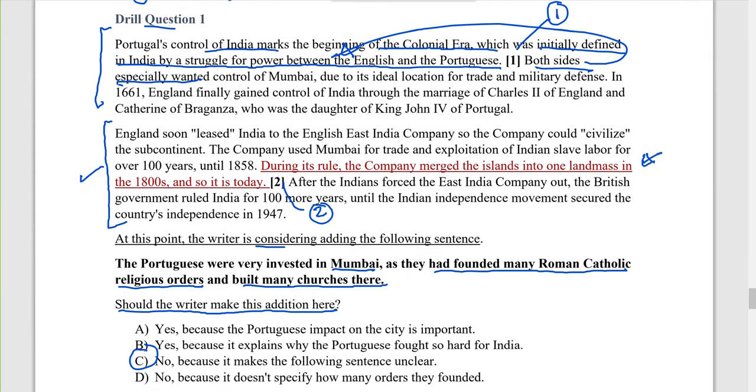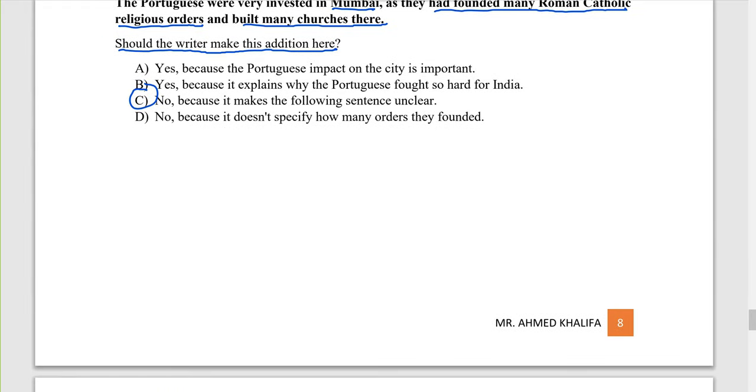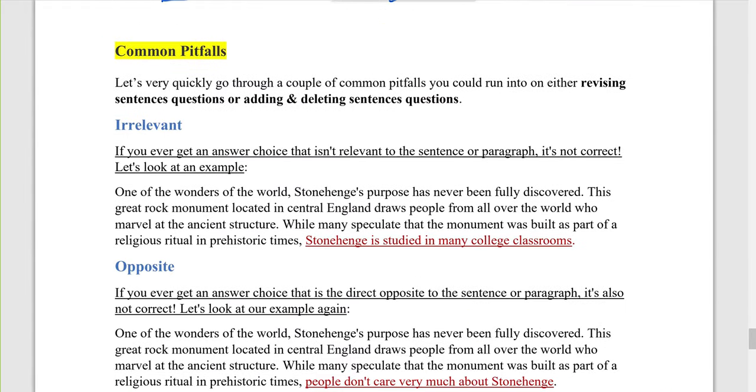While you are reading here, in India England soon leased, all of a sudden, during its rule the company merged the island into one landmass in the 1800s, and so it is today. It is a kind of interesting piece of information, but it is irrelevant. If you took that part and the other part starting from here, you feel it is a bit digressing. Hopefully you understand.